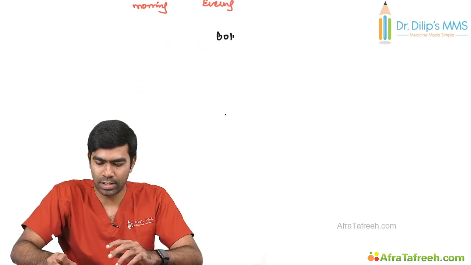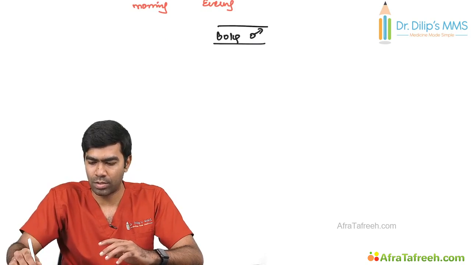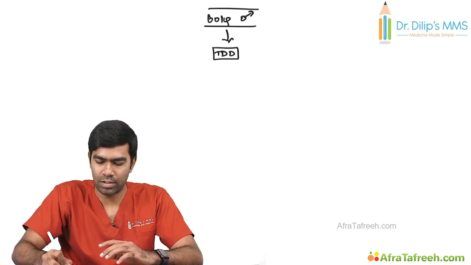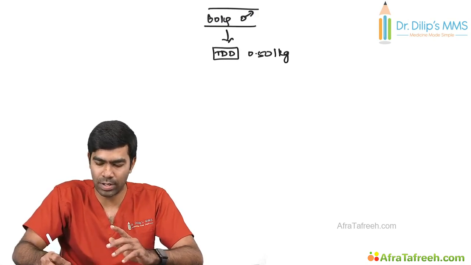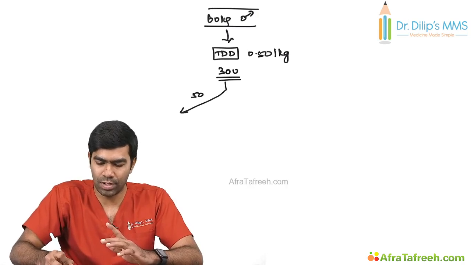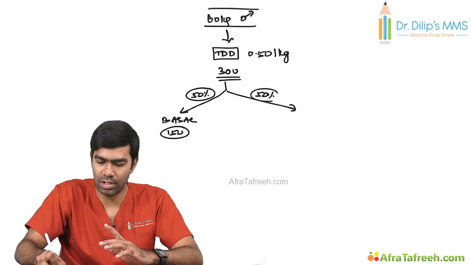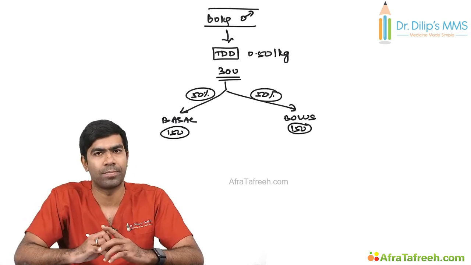So let us take a 60 kilogram man who's being transitioned to a subcutaneous insulin. So in this setting, first you have to calculate the TDD. So let us take 0.5 units per kilogram to start with, the basic calculation. So the TDD will be automatically 30 units. So 30 units will be the requirement in this patient to start with. And this 30 units, I know 50% I have to give as a basal dose, which will be 15 units. And the remaining 50% I have to be giving as bolus dose, which comes to another 15 units.